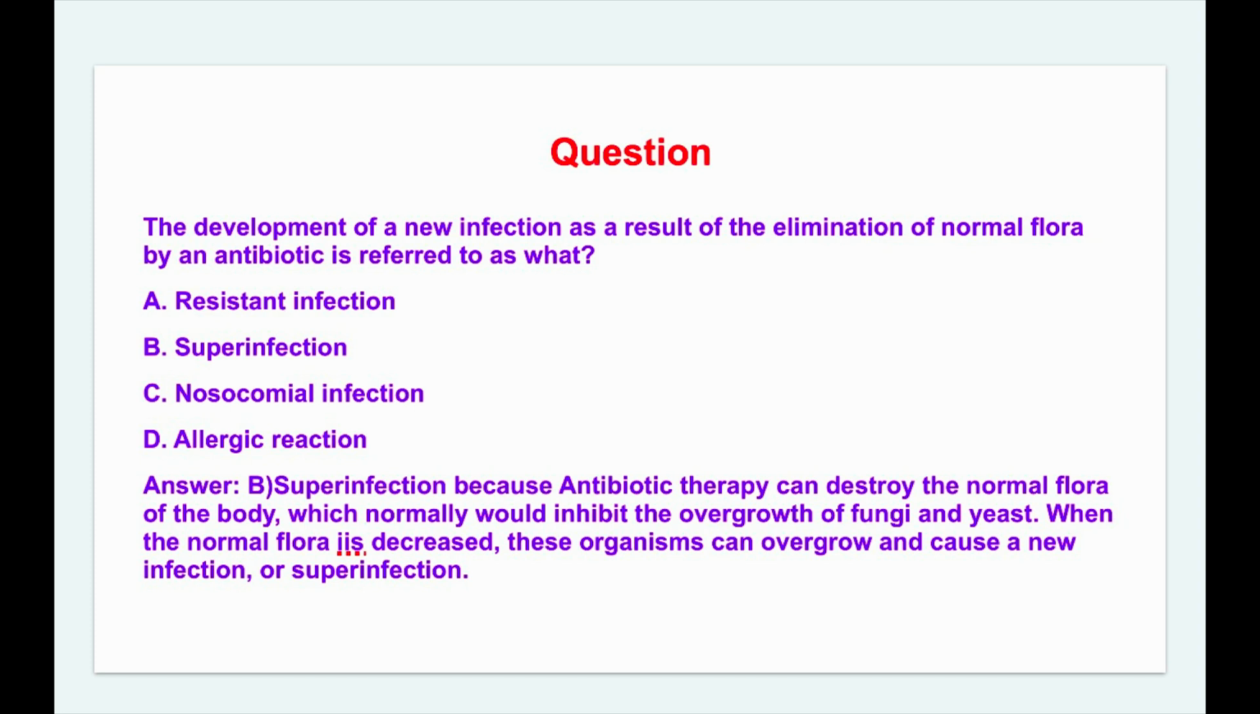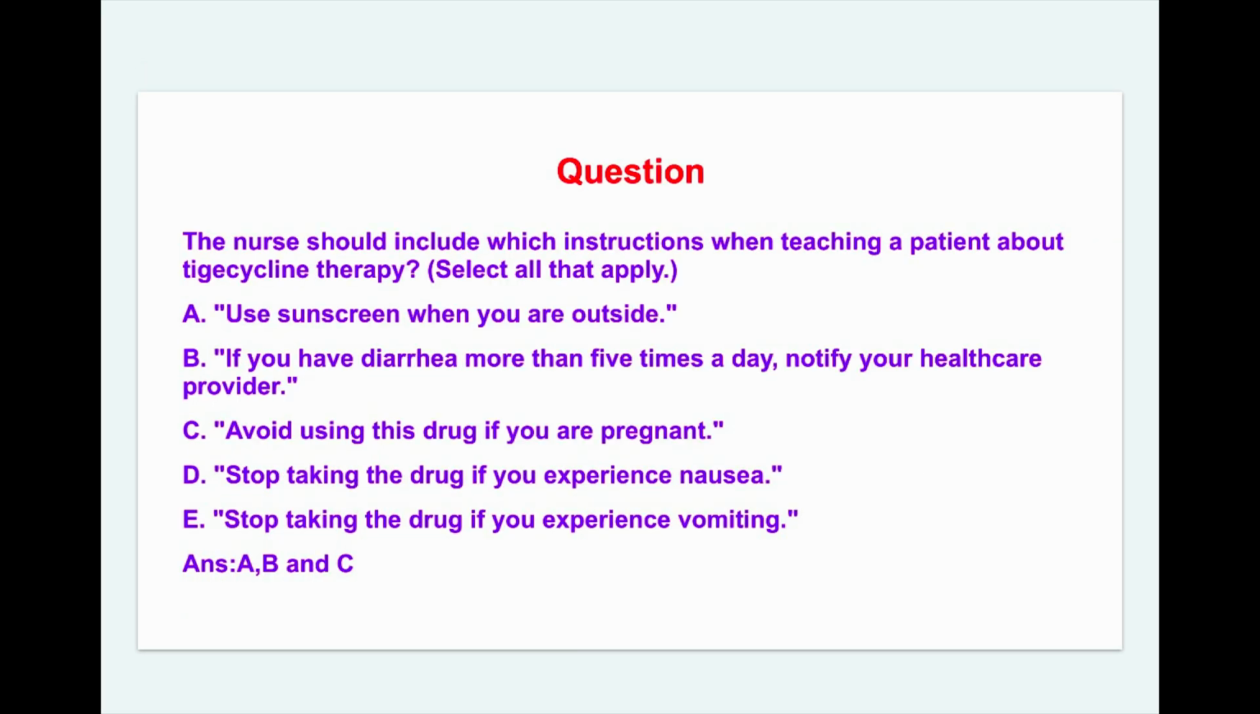such as C. difficile, Clostridium difficile. Next one is: the nurse should include which instruction when teaching a patient about doxycycline? It's like tetracycline therapy. So number 1, use sunscreen when you are outside. Number 2, report if you have diarrhea more than 5 times a day, and number 3 is avoid using the drug if you are pregnant. So as we know, tetracycline is no fun in the sun.